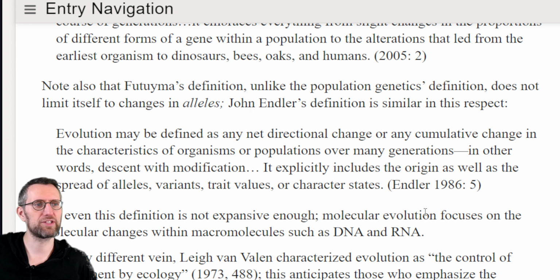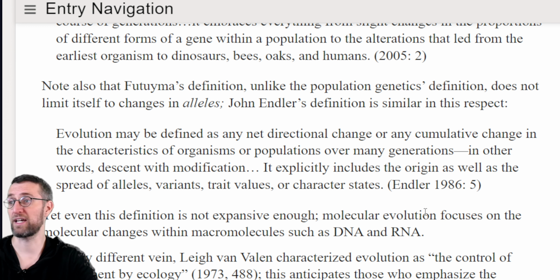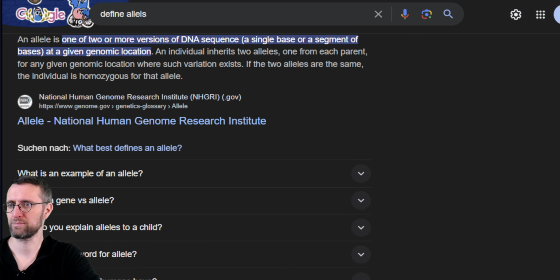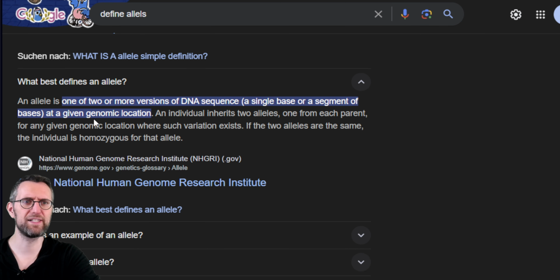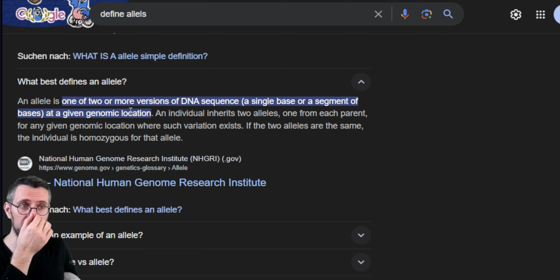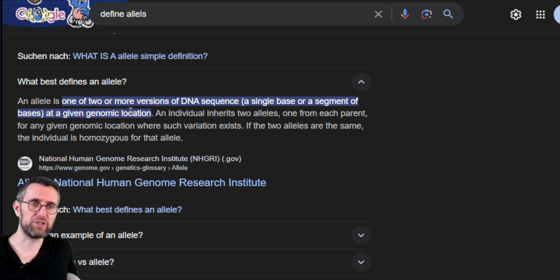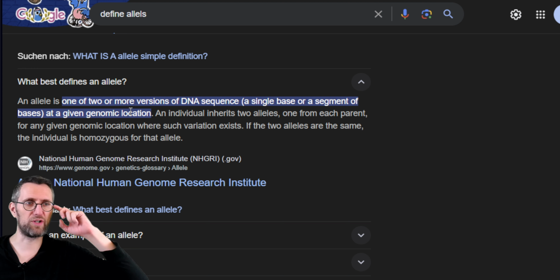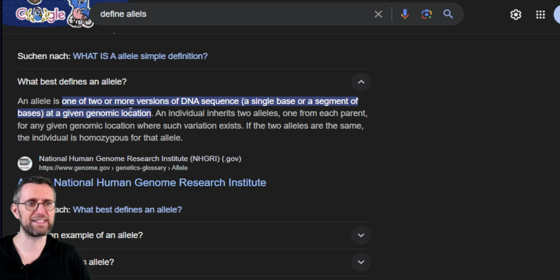John Endler's definition is similar in this respect, and I have to look up alleles now. Okay, here we go. So an allele is one of two or more versions of a DNA sequence, a single base or a segment of bases at a given genomic location. An individual inherits two alleles, one from each parent, for any given genomic location where such variation exists.